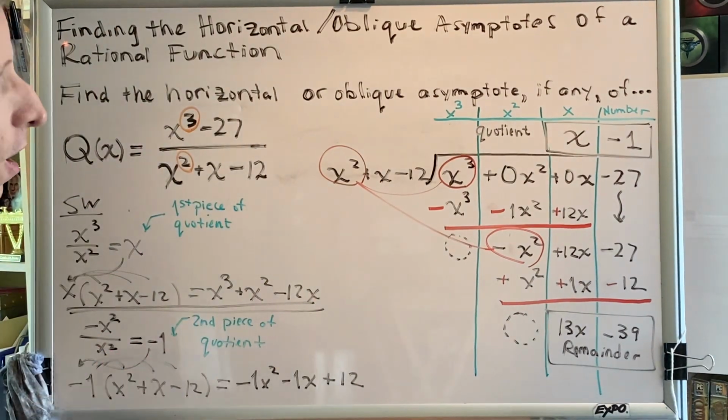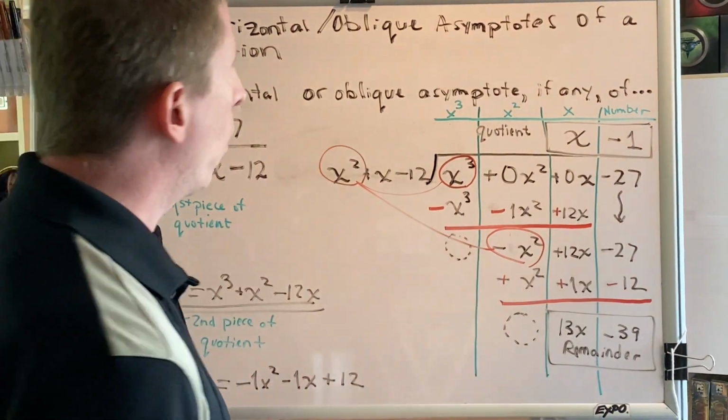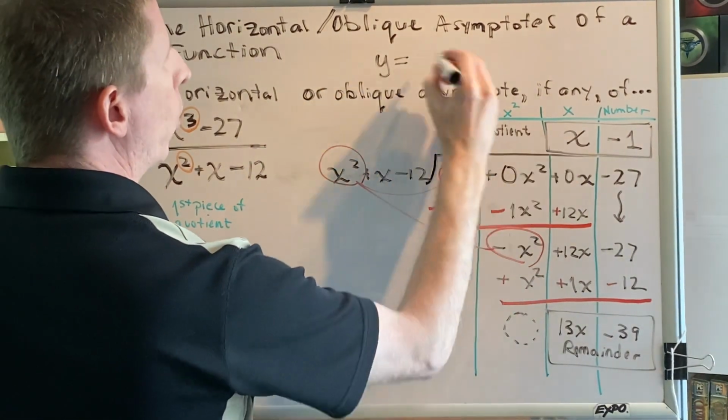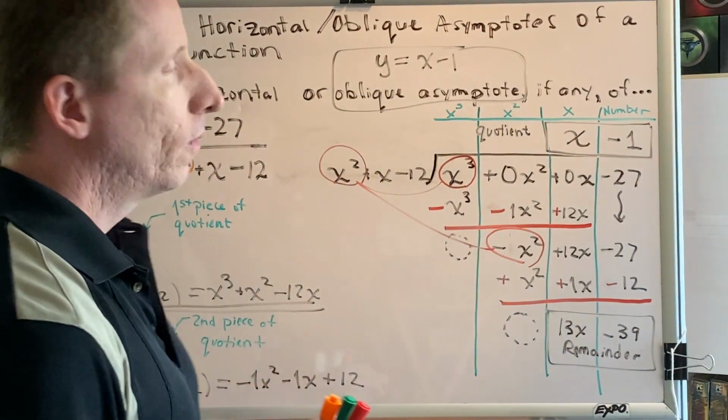We are now ready to state our conclusion for this problem. Let's remind ourselves one more time what case C says. If the degree of the numerator polynomial is 1 higher than the degree of the denominator polynomial, then use polynomial long division, which we have done. If there is a remainder, then the quotient discarding the remainder will be the equation of the oblique asymptote. So, did we get a remainder for this problem? The answer is yes. Therefore, we will have an oblique asymptote, and its equation will be y equals the quotient, x minus 1. This completes our problem.